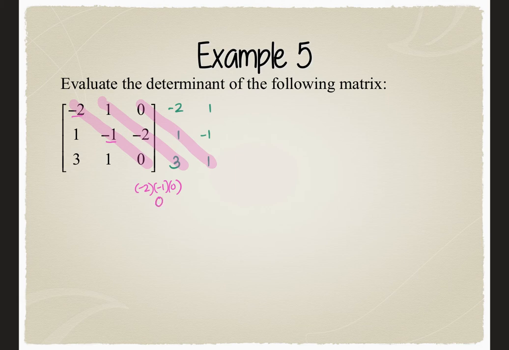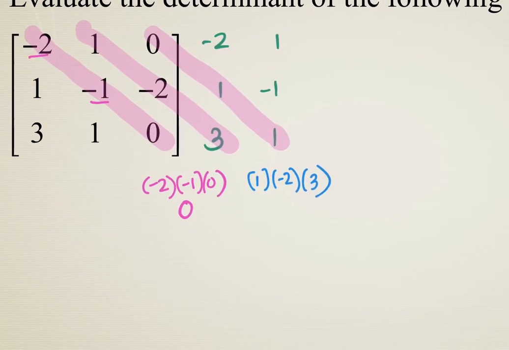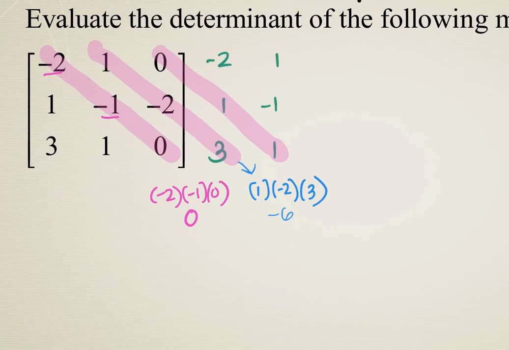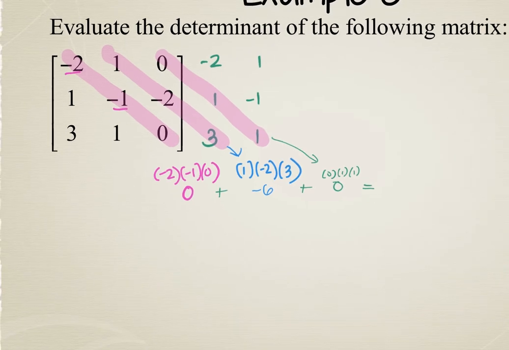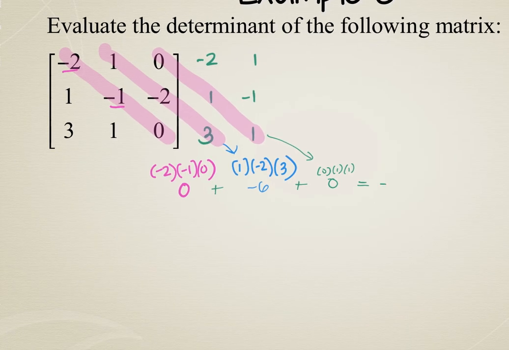Then I multiply down the next one. So 1 times -2 times 3. So I get -2 times 3, which is -6. And then I multiply down the next one: 0, 1, 1, and that's 0. So I'm multiplying down the diagonal, and then I add these 3 numbers together. 0 plus -6 plus 0 is -6. I'm going to use that in a minute.